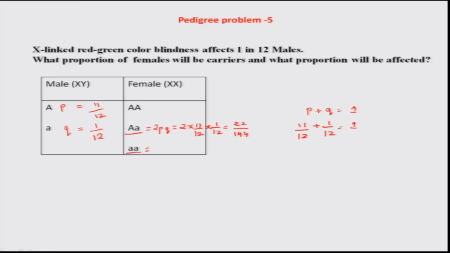Now we need to know what is the affected portion of the population, that is aa, and that would be q square. So q square would be 1 by 12 into 1 by 12. So this gives you the frequency: 1 in 144 females would be affected by this disease.